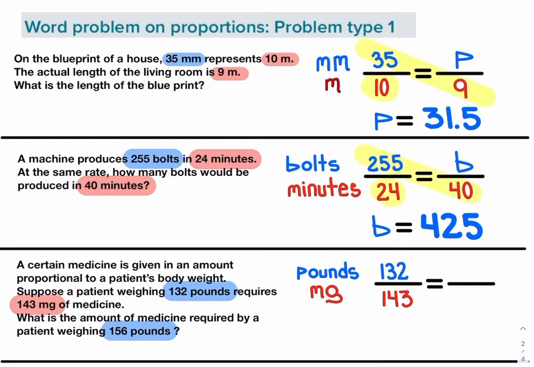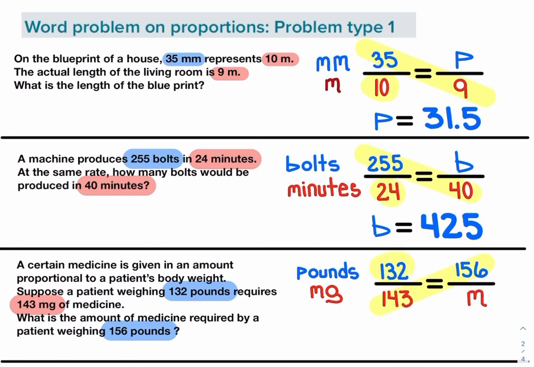143 in the denominator because it's milligrams. Now we want to know how much medicine for a 156-pound person, so 156 in the top because it's pounds, and M in the bottom because I don't know how much medicine. We're ready to solve, so let's cross multiply. Notice this time the numbers that are diagonal are 143 and 156. So let's multiply those together. And then we want to divide the answer by the number diagonal to M.